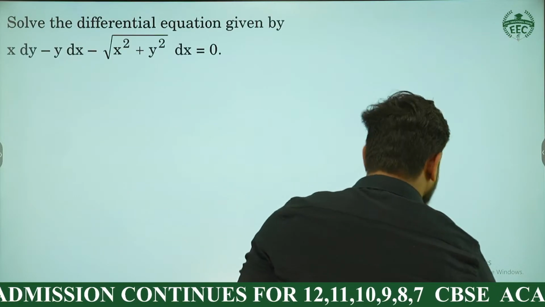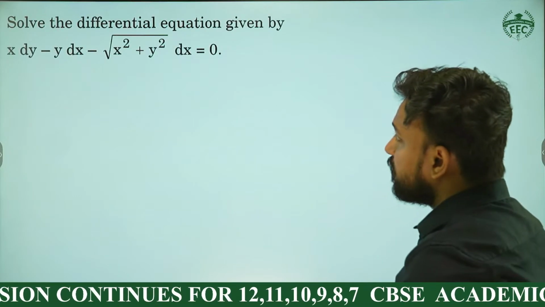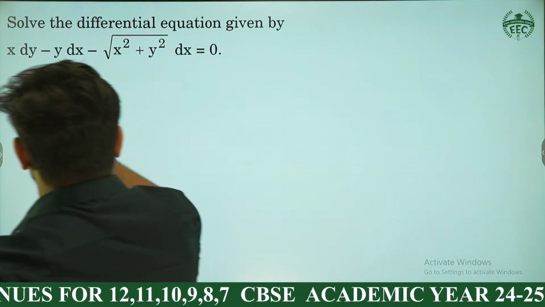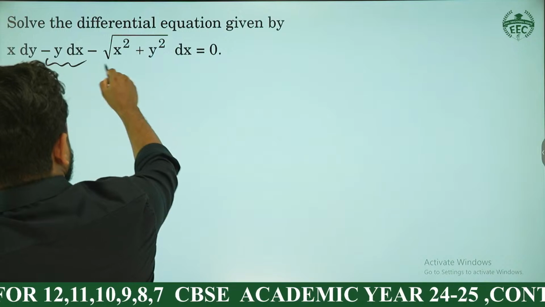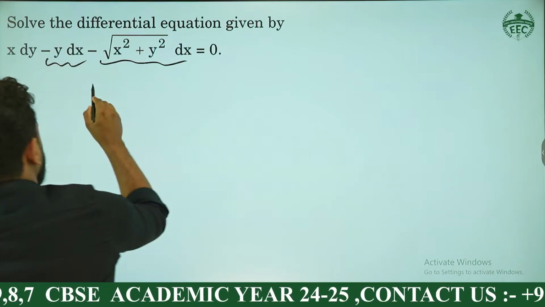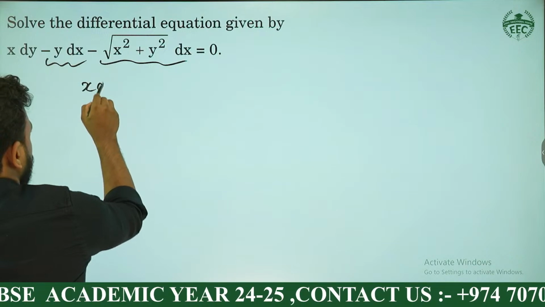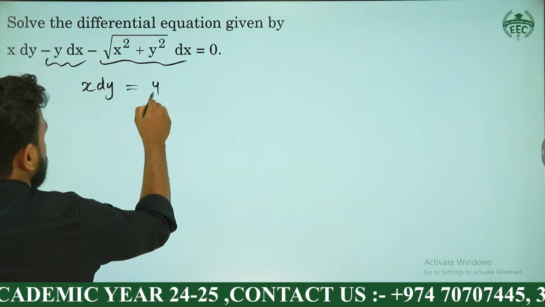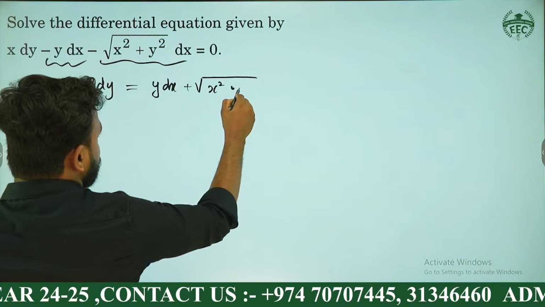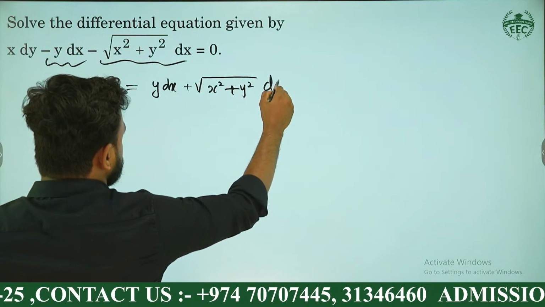Okay, the next one is: solve the differential equation given by, and there is a differential equation. You can see these two terms contain dx. So I'm going to take both of them to that side. Then what will you get? This becomes x dy is equal to y dx plus root of x square plus y square dx.